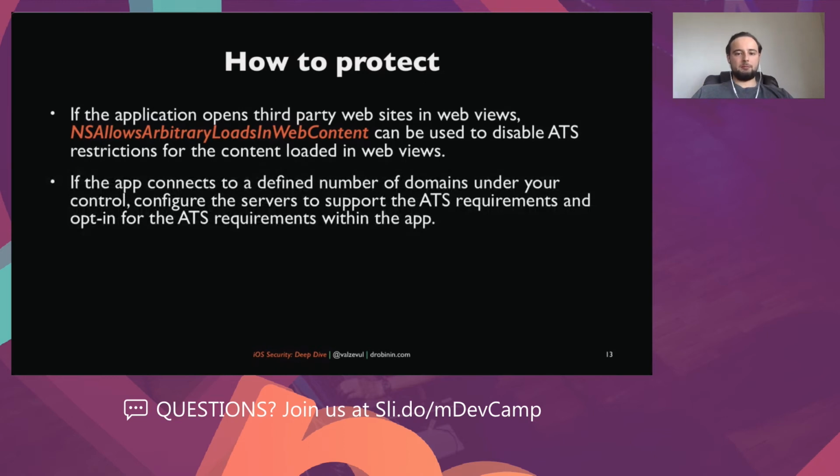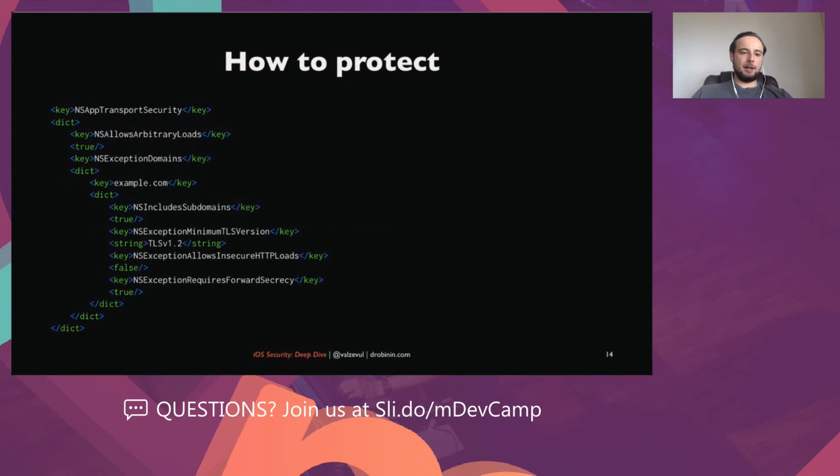And if you have multiple domains under your control, you can ask the system to acknowledge that and allow you to interact with them without supporting, let's say, the TLS version of a specific kind. And that's a simple example of how the bypassing of this protection would look.